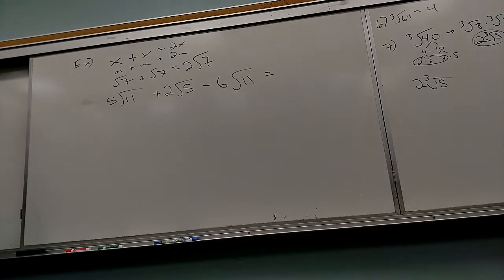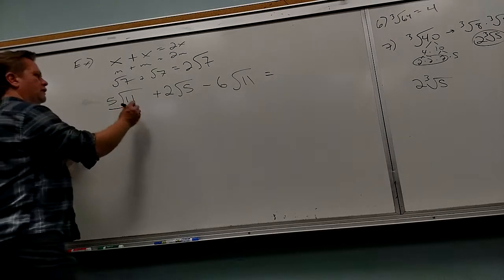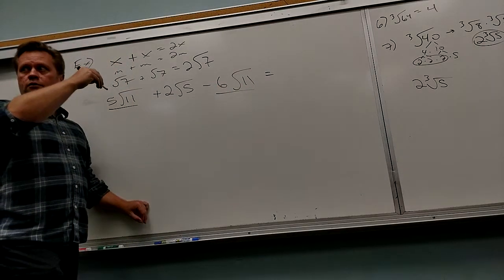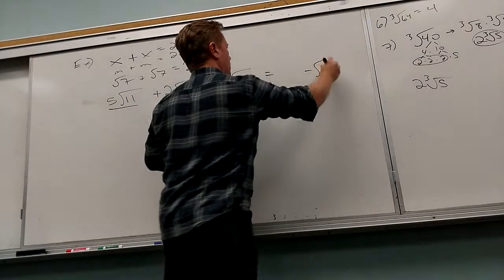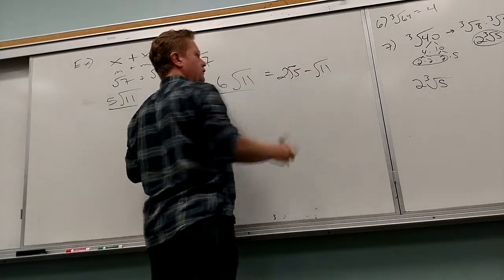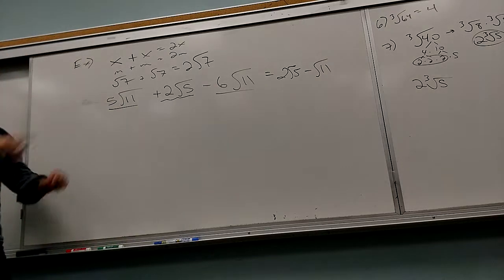What are your like terms? Square root of 11. I got 5 things minus 6 of those same things, so how many of those things? -1 of those things. And then I got this guy, just all by himself. No more roots of 5. Poor little dude.